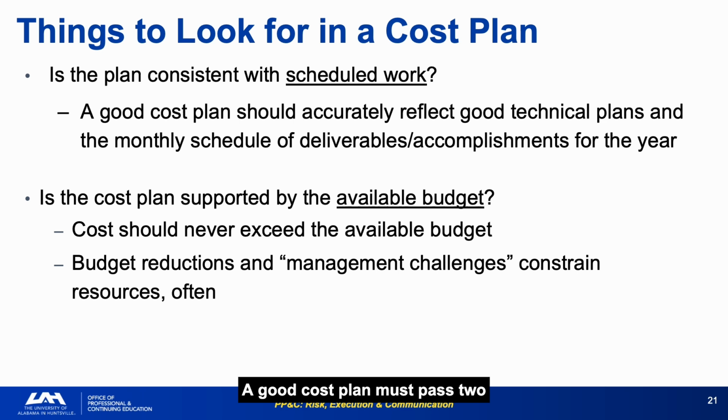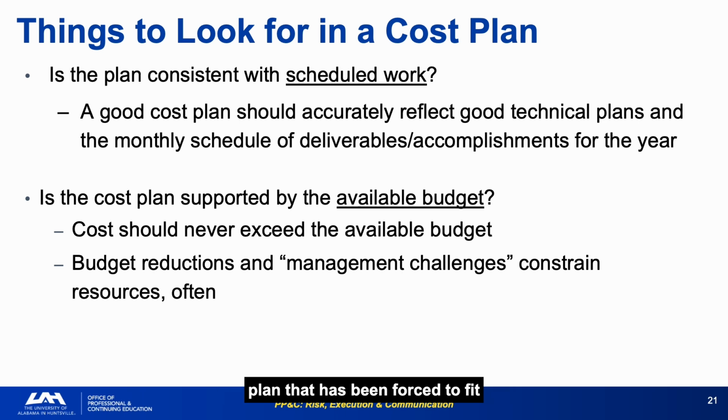A good cost plan must pass two primary checks. It must be consistent with the scheduled work, reflecting what is actually planned to happen each month. And it must be supported by available budget. Costs must never exceed available funding. Budget reductions and management challenges, in which leadership imposes a cost target below what the technical plan requires, are among the most common sources of artificially constrained, and therefore analytically useless, cost plans.